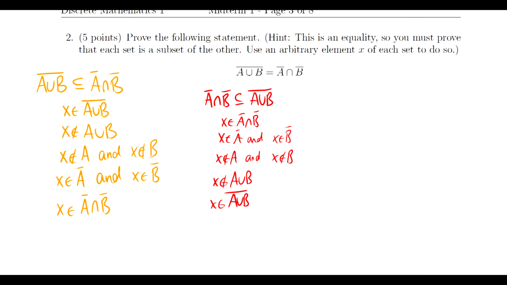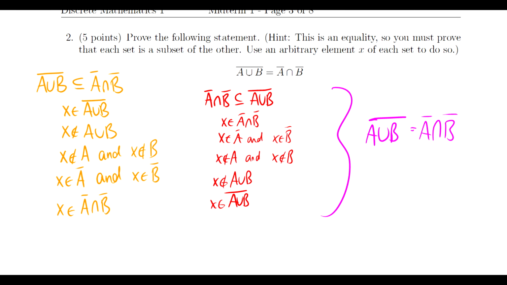So because (A union B) bar is a subset of A bar intersection B bar, and A bar intersection B bar is a subset of (A union B) bar, then we can conclude now that (A union B) bar is equivalent to A bar intersection B bar. So a little bit more confusing.